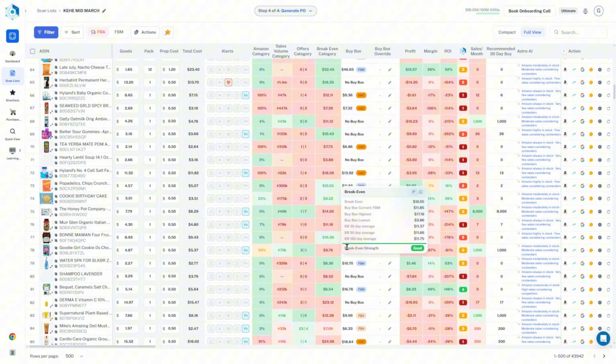Notice if a break-even strength is good, that means you've had historical profit. But if it's bad, it means historically it's been a loss. And you can clearly see this information by looking at the chart data.